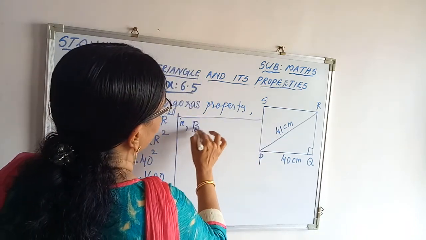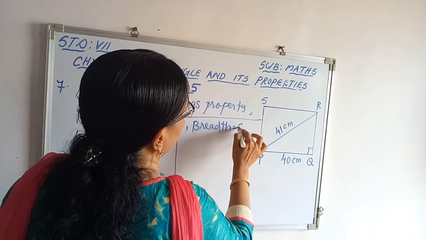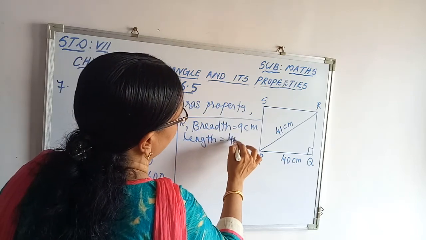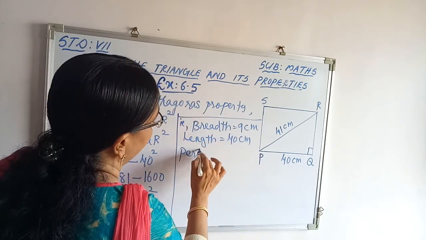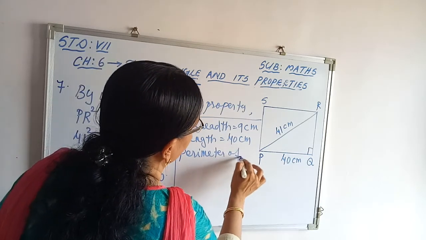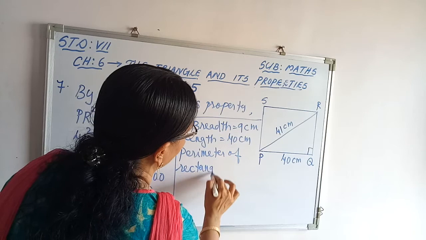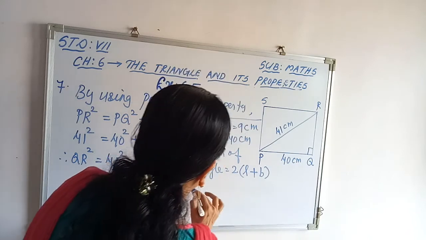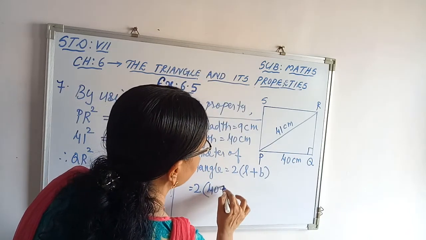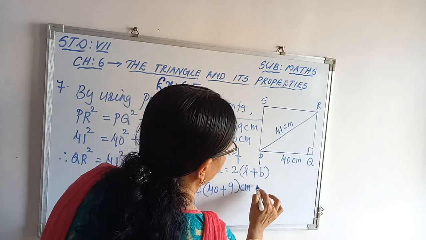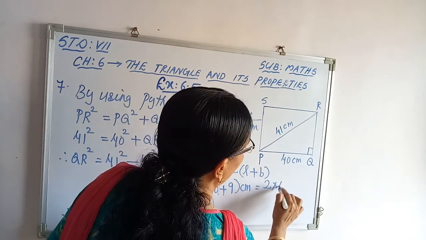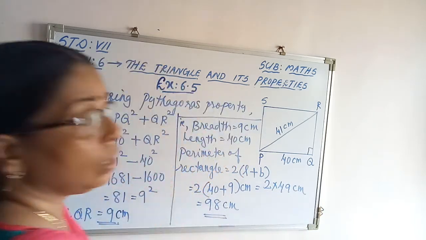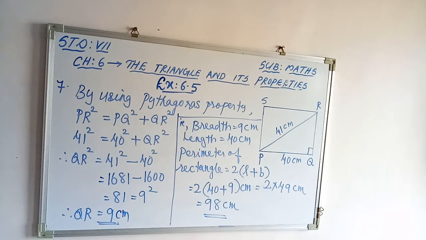That is the breadth of the rectangle, 9 centimeter. Length we already know, 40 centimeter. Perimeter of the rectangle, we know the formula: 2 into (length plus breadth). That's equal to 2 into (40 plus 9) centimeter, which is 2 into 49 centimeter, will give you 98 centimeter. So the perimeter of the rectangle is 98 centimeter.